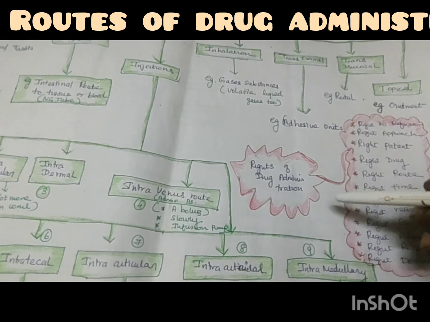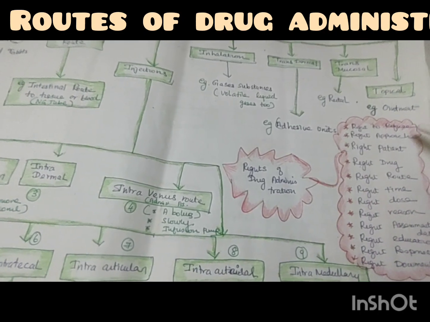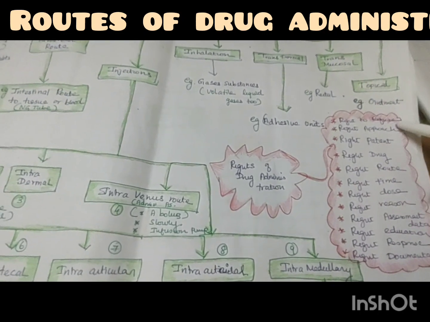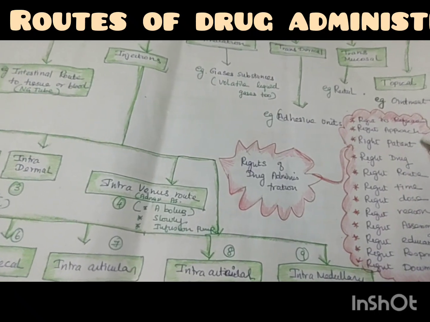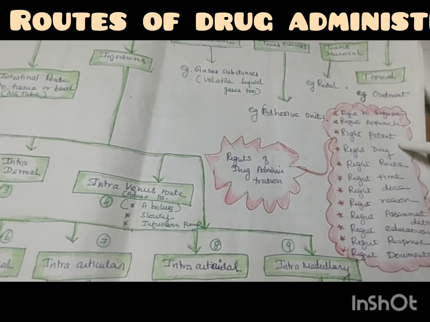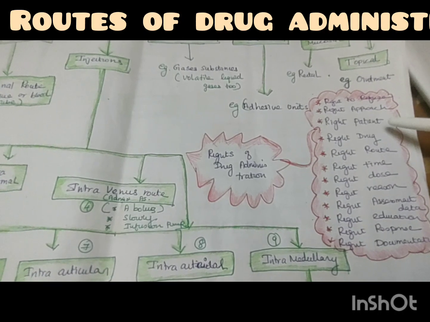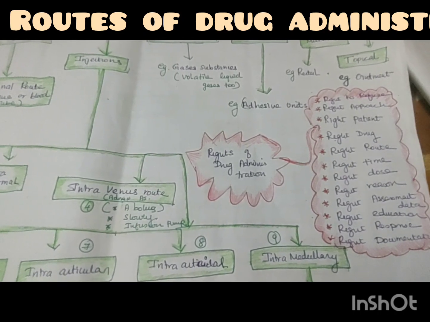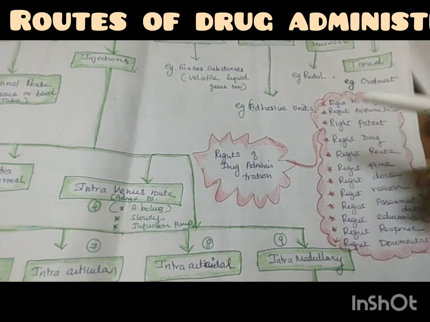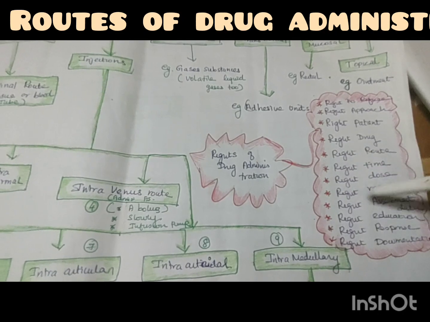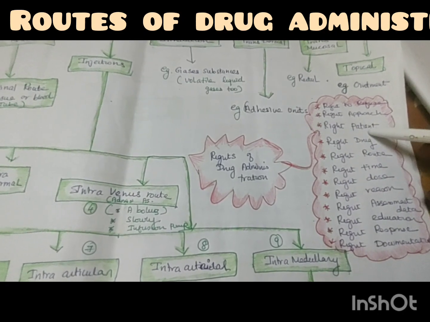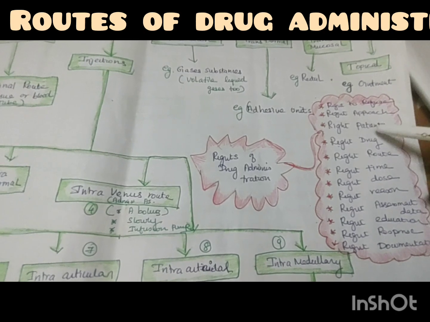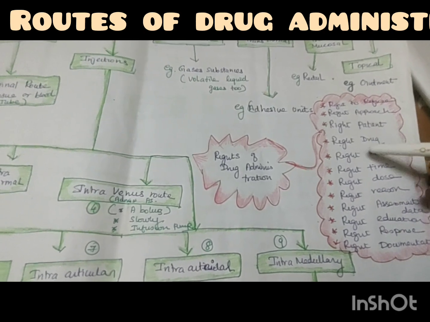The rights of drug administration: the right to refuse. If the patient says, no, I don't want to take the drugs, you have to accept it. And the right approach, and the right patient. How do you find out the right patient? There may be a Fatima, and so many Fatimas in a Muslim area. So check Fatima's name, and check their ID number, the card number.